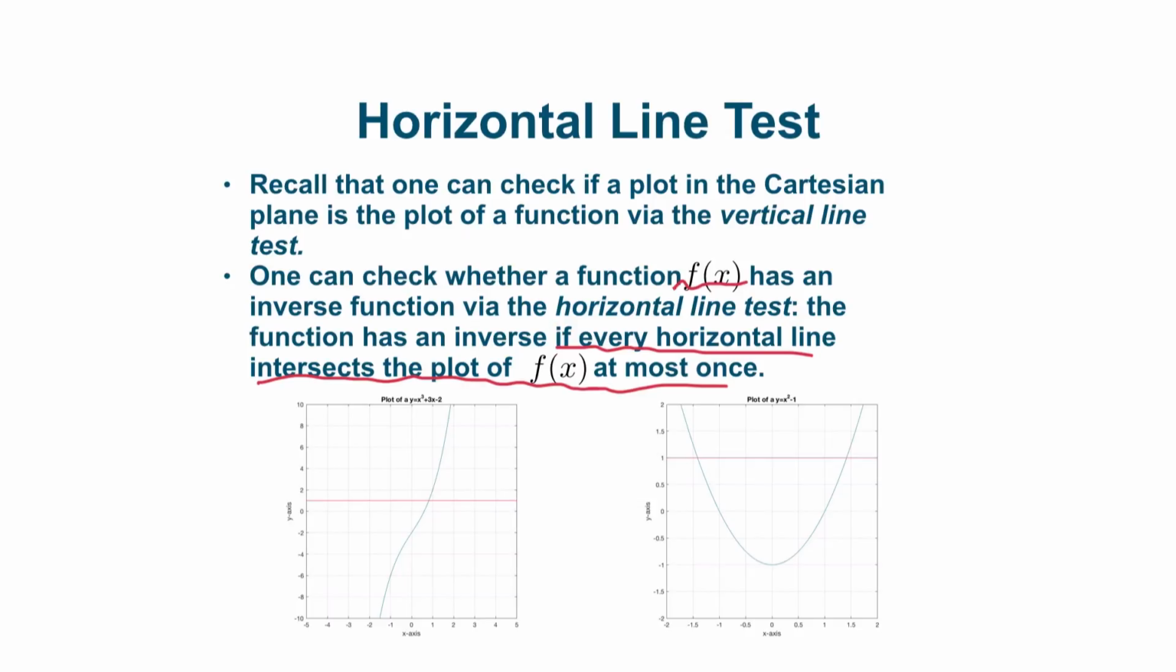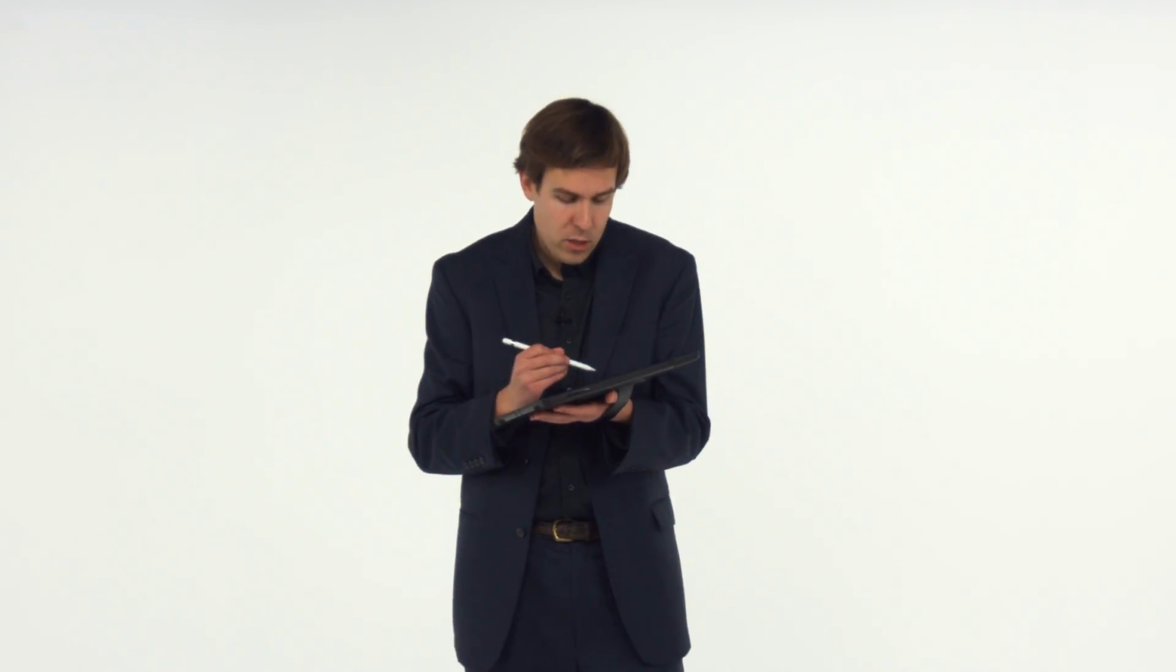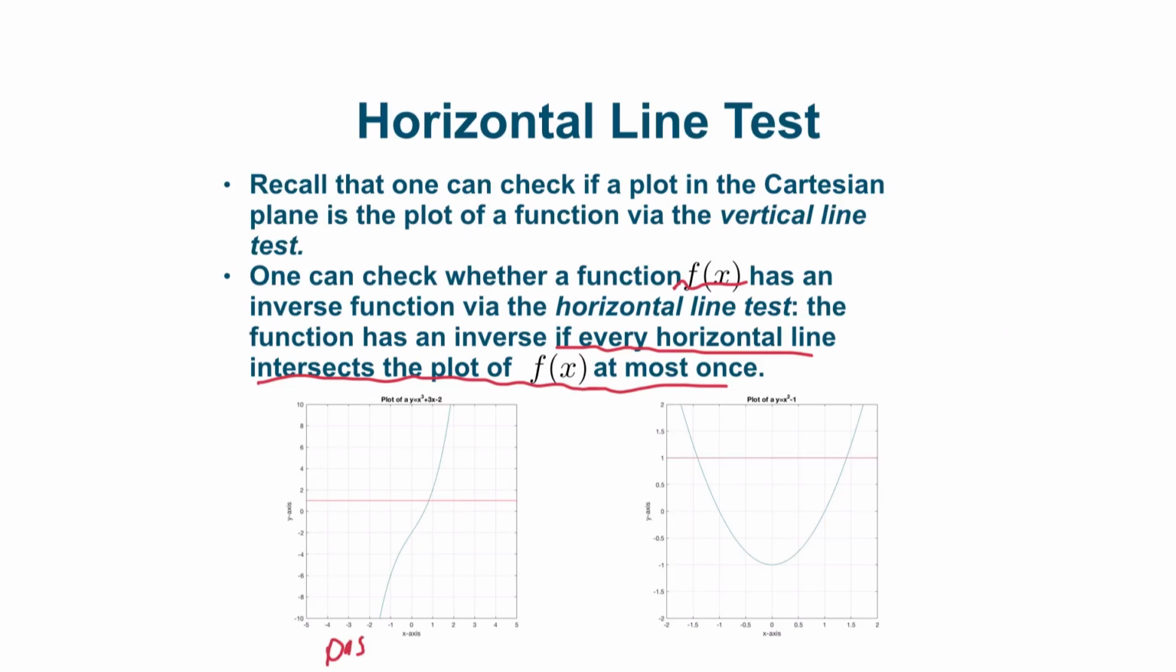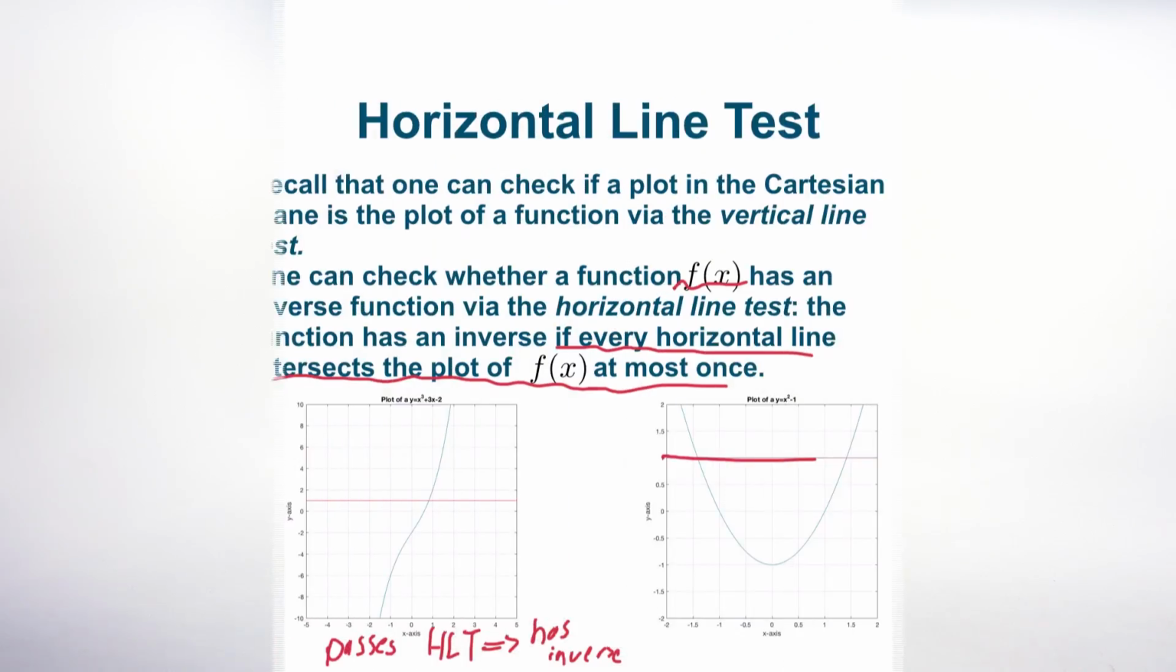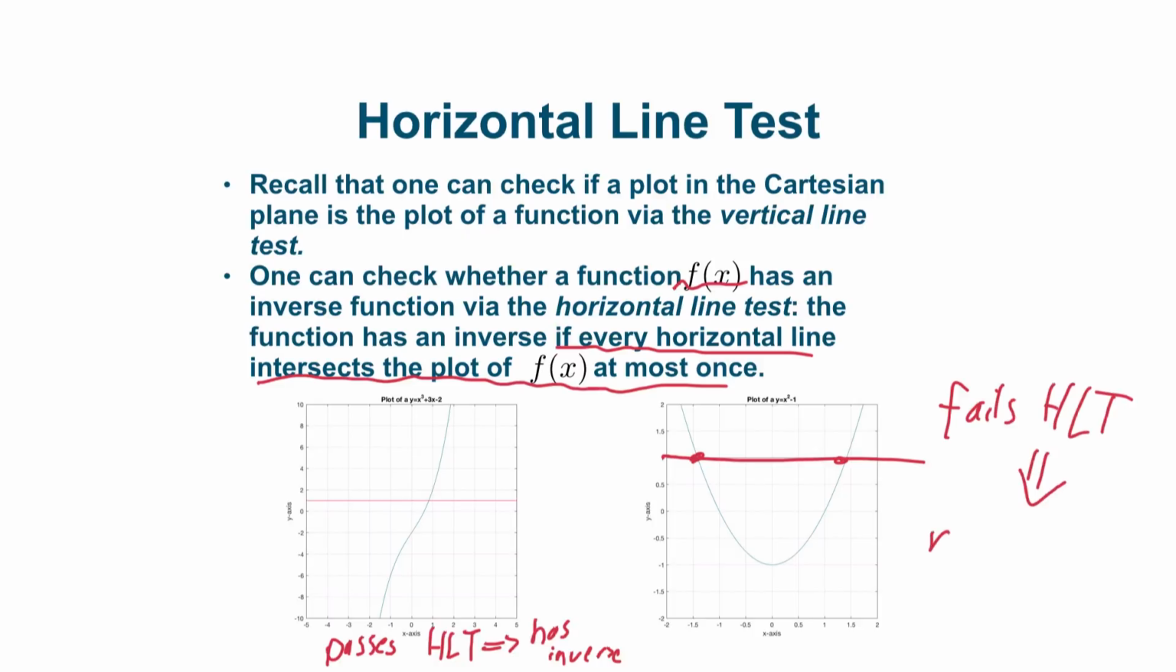So here in the plot on the left, I have an example of a function where every horizontal line intersects my function only once. So this is an example of something that passes the horizontal line test. Which tells me there is an inverse. Conversely, the plot on the right is a parabola. This fails the horizontal line test. Most horizontal lines intersect at 2 places. For example, here and here. So this fails the horizontal line test, which implies no inverse function.